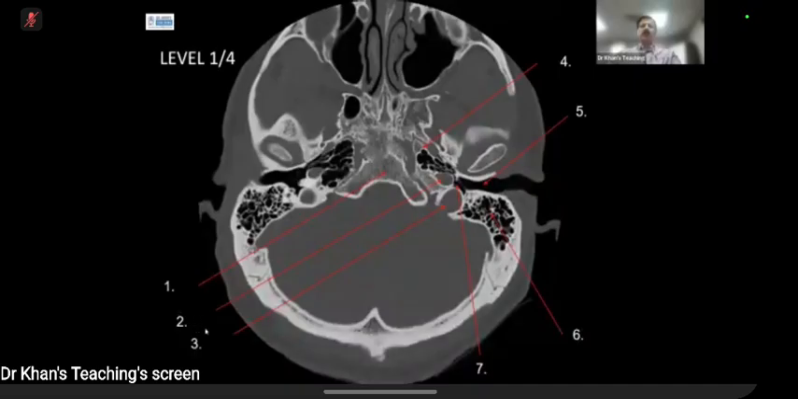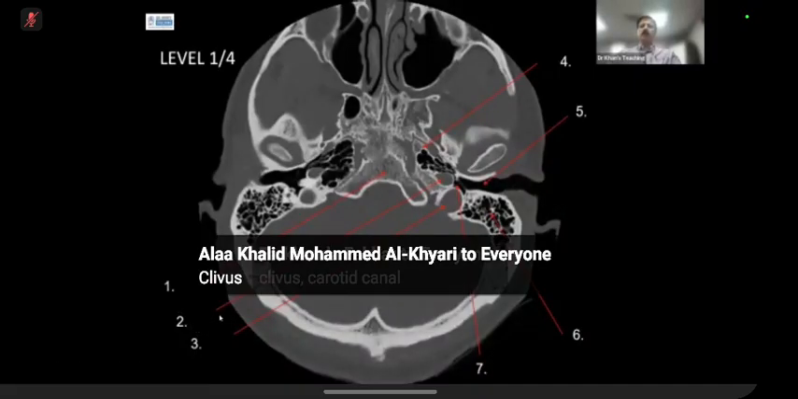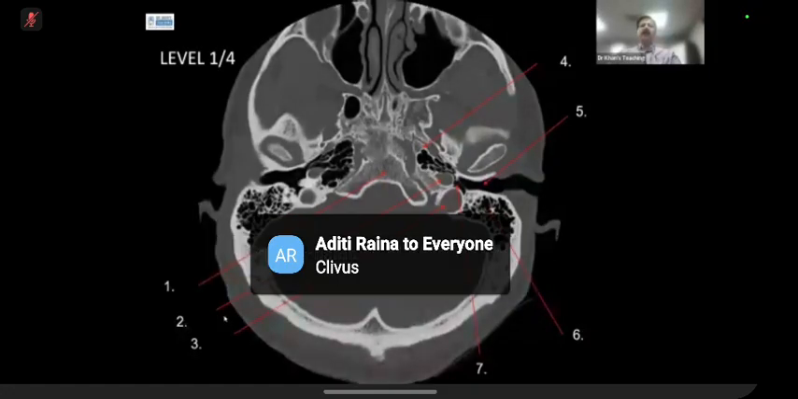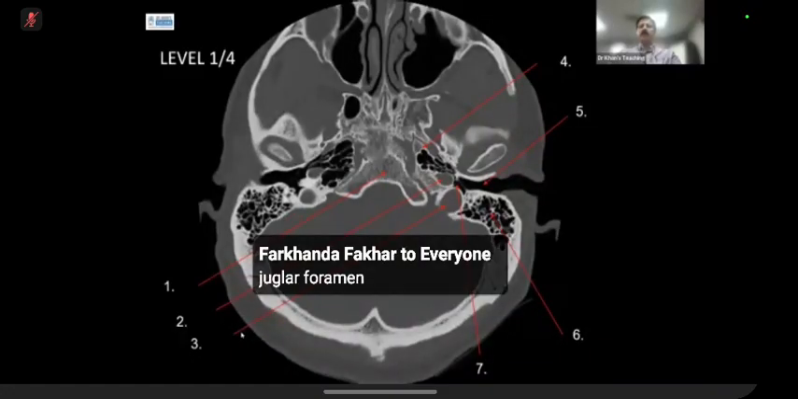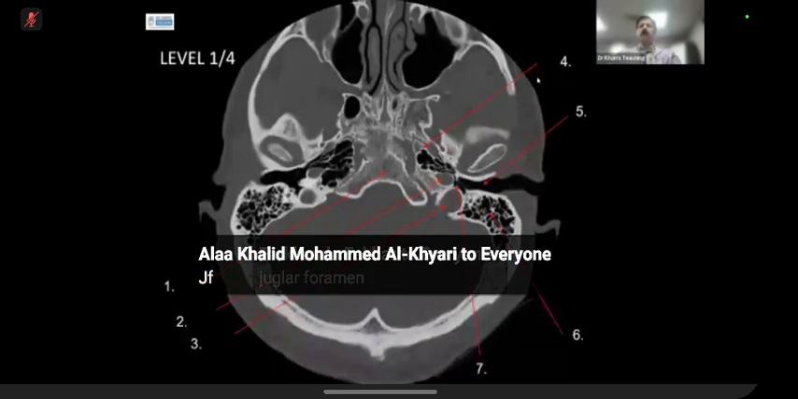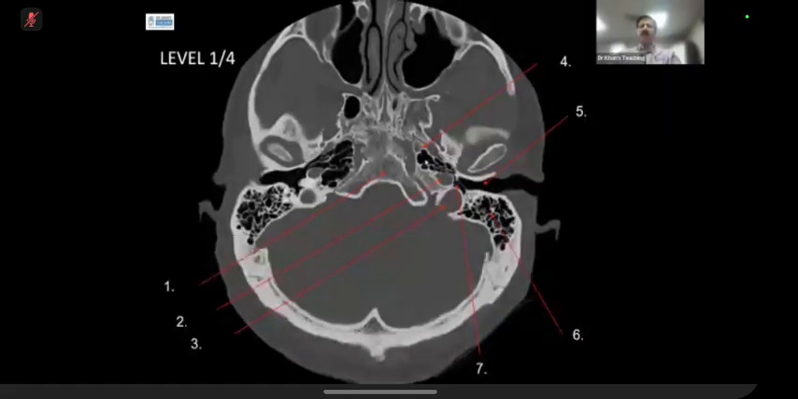Good. Number 2. Okay. I'll give you the answers in the next slide. Number 3, what is this? Excellent. Then number 4. If you see here, just to highlight that this structure is partly aerated.